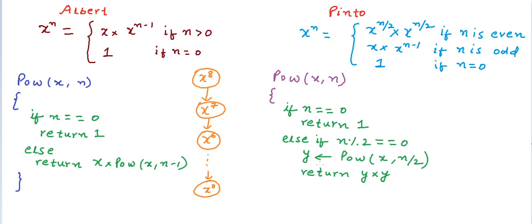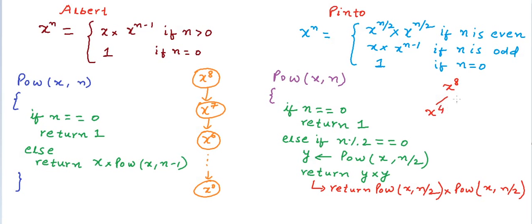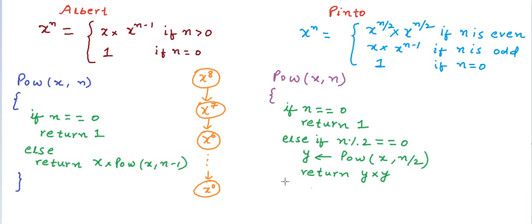Now instead of writing these two statements here, we could also have simply written that return power x comma n by 2 into power x comma n by 2, but that would have been very bad, because in that case we would make two different calls to calculate the same value, which will be unnecessary redundancy. So if we would want to calculate x to the power 8, we will make two calls to calculate x to the power 4 and then multiply them. So we make just one call and store it and then simply multiply it to calculate the square.